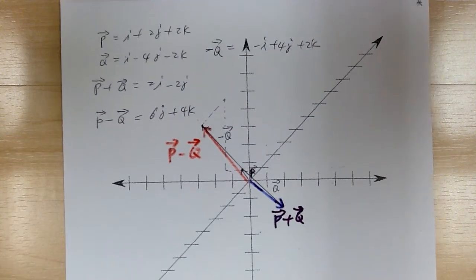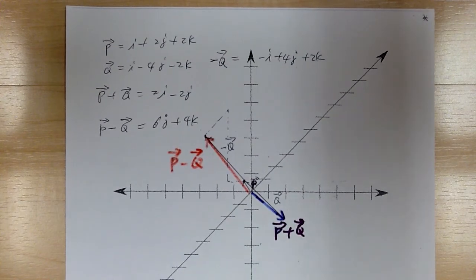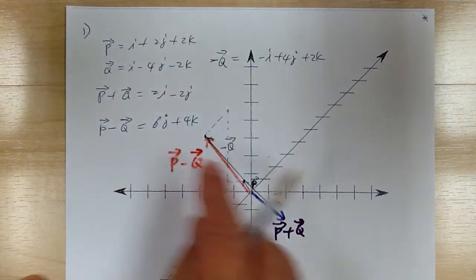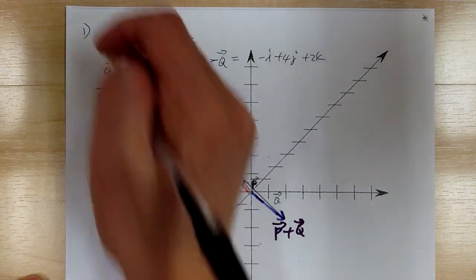So 3 dimensions is a little bit harder to visualize, but everything should be the same as 1 dimension. So you just need the discipline of following through and make sure you use your ruler to get the direction correct.